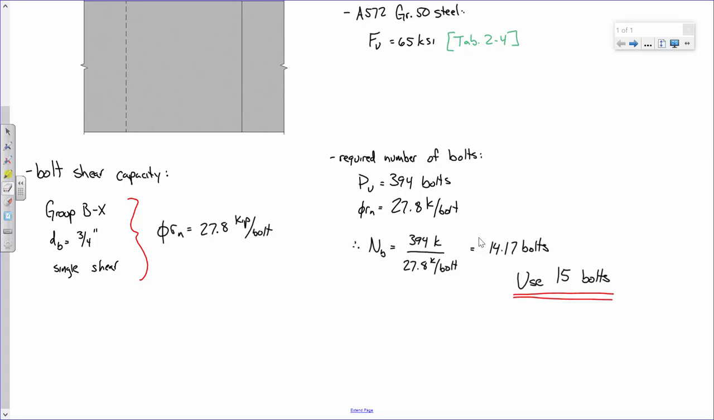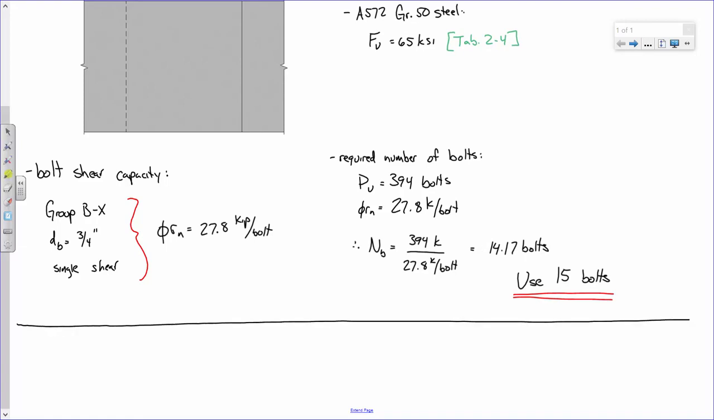So, one second. Okay. So what I'll do is this, just for the sake of keeping this simple, we're going to use minimum bolt spacings. So bless you.